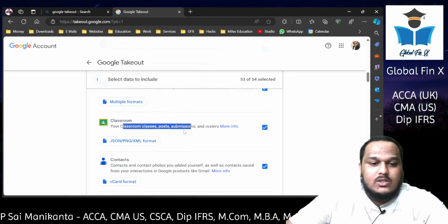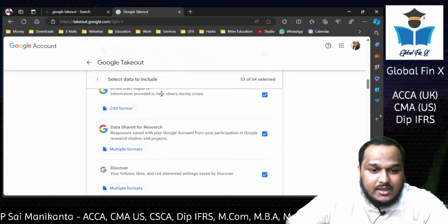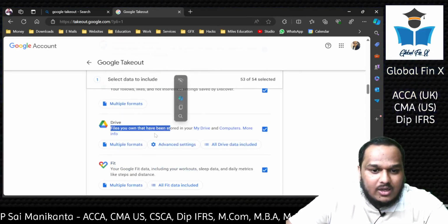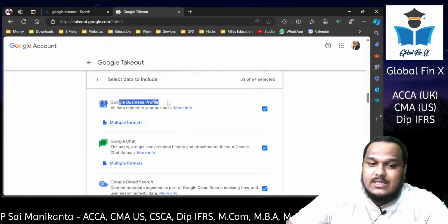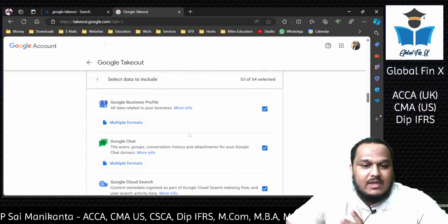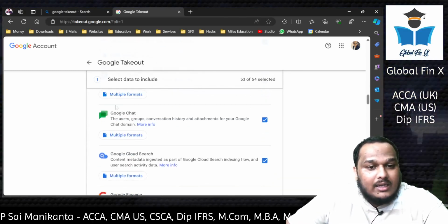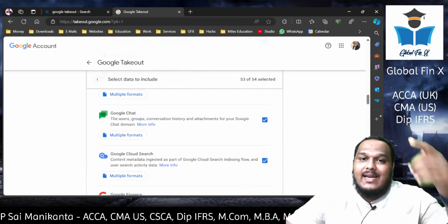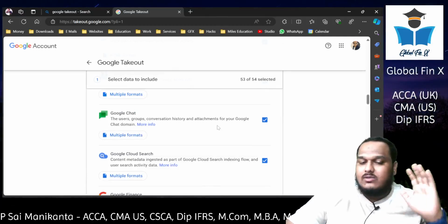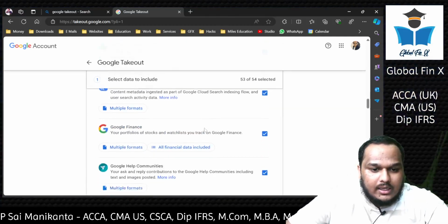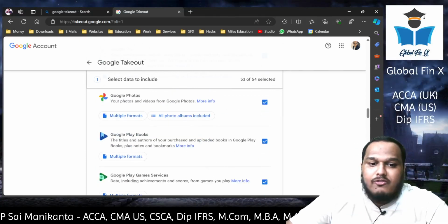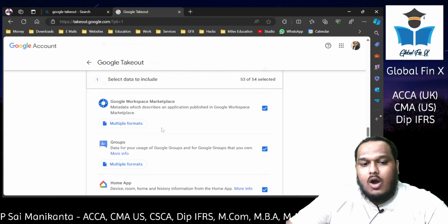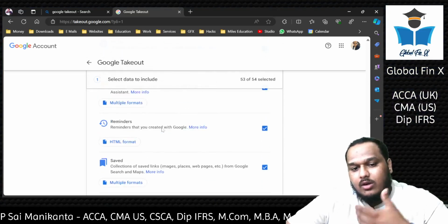Then Google Classrooms, contacts, then what else, drive data, all your Google Drive data, Google Fit, we just discussed that. Then Google business related, if you have any business profiles associated with your email. Earlier we had something called Google Chat that was later converted into Hangouts, and then it was completely discontinued. Then Google Finance, Google Pay, everybody knows, Google Photos, Google Play Books. So all this data, if I want, oh my God, there is a lot more.